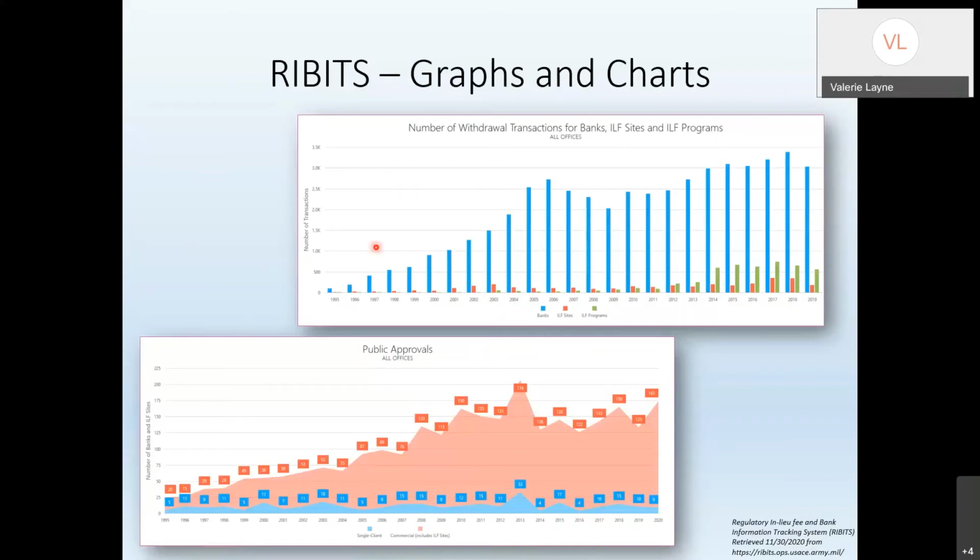And this is just the number of withdrawal transactions. This is not the number of credits withdrawn. It's the number of transactions that have taken place. This is how many times all banks combined have sold credits since 1995. And it's got some interesting trends here. And this one is for bank approvals over time. All banks combined again.